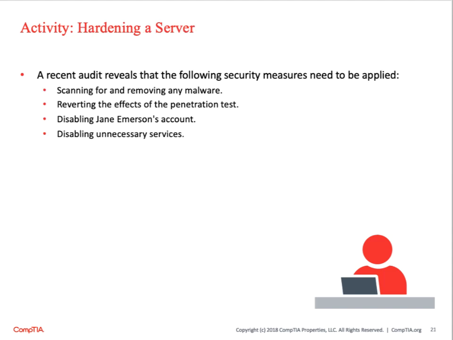Our next activity is going to be hardening a server. A recent audit reveals that the following security measures need to be applied. First, we want to scan for and remove any anti-malware. We want to revert the effects of the penetration test. We want to disable Jane Emerson's account and disable any unnecessary services.